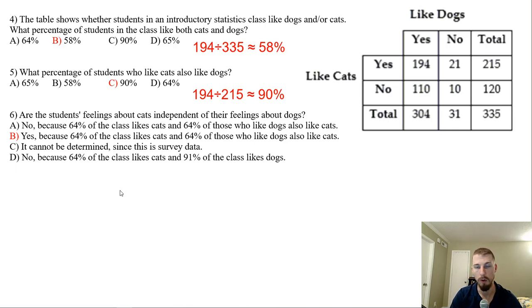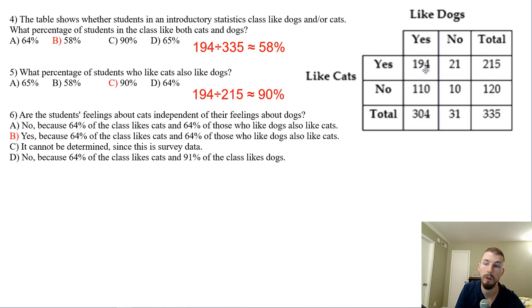And if they were all the same or very close, then we could say that there was weak or no evidence of an association. So therefore they were independent, or we believe that they were independent based on our sample. So in this case, if we look at part B, it says 64% of the class likes cats. So do they like cats? 215 out of 335 is 64%. So that's the overall rate for liking cats.